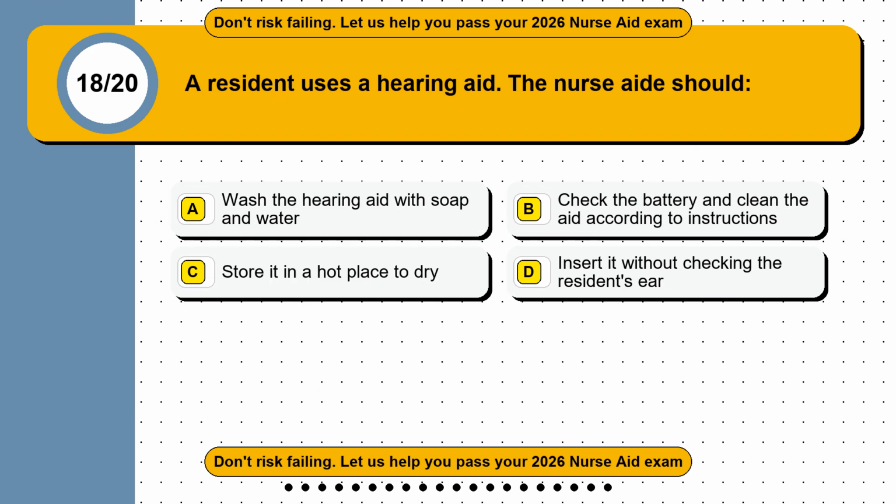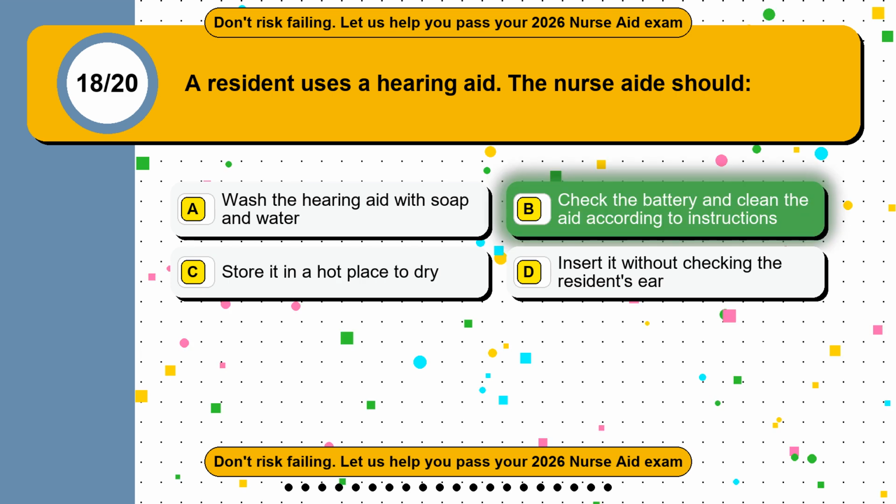Question 18. A resident uses a hearing aid. The nurse aide should: Option A, wash the hearing aid with soap and water. Option B, check the battery and clean the aid according to instructions. Option C, store it in a hot place to dry. Option D, insert it without checking the resident's ear. The correct answer is option B, check the battery and clean the aid according to instructions.